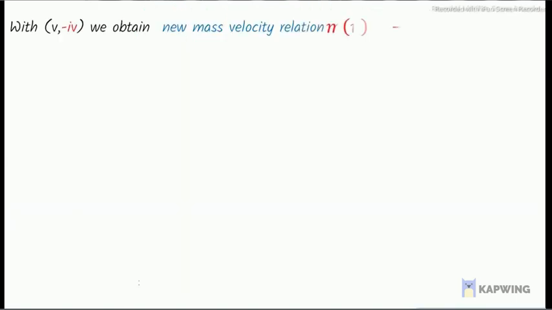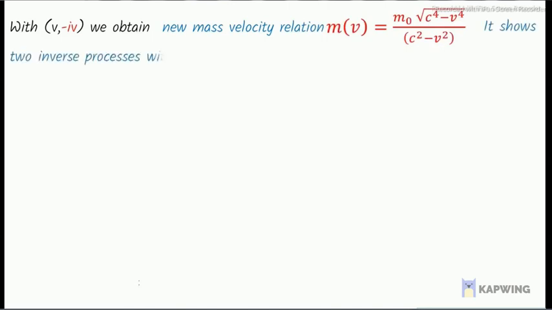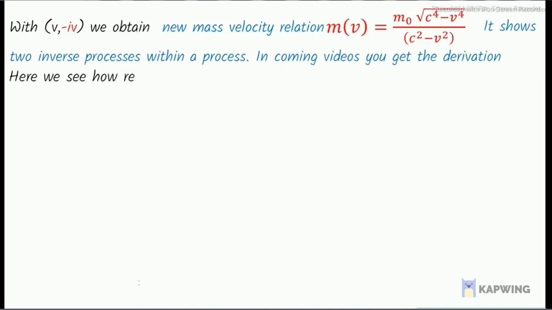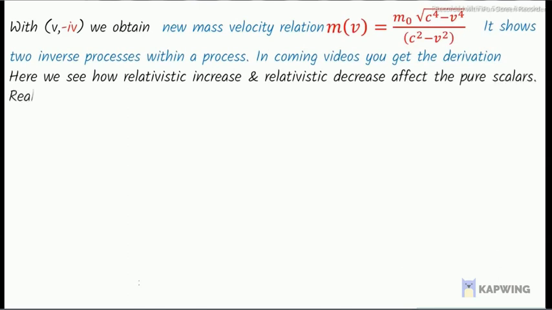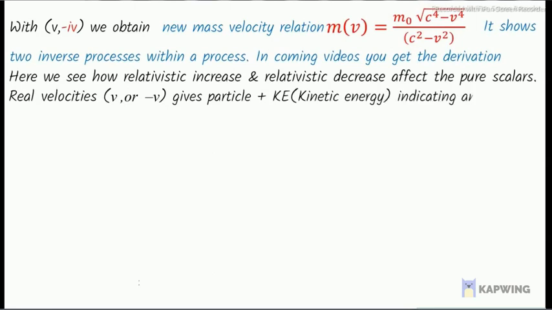With V minus iota V, we obtain the new mass-velocity relation: m of V equals m0 under root c raised to the power 4 minus v raised to the power 4 upon c square minus v square. It shows two inverse processes within a process. In coming videos, you will get the derivation of this formula. Here we see how relativistic increase and relativistic decrease affect the pure scalars.